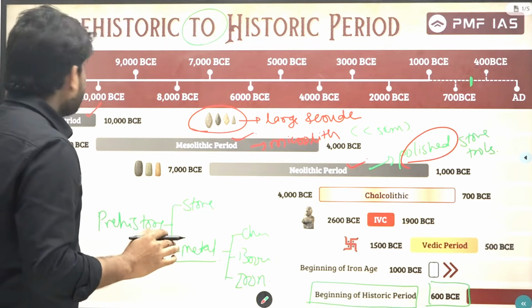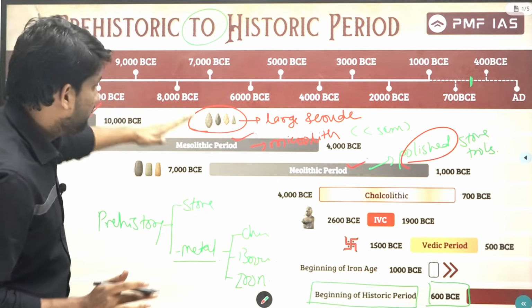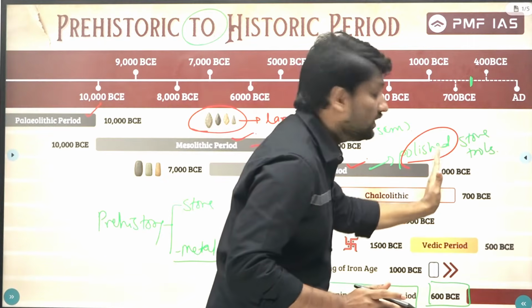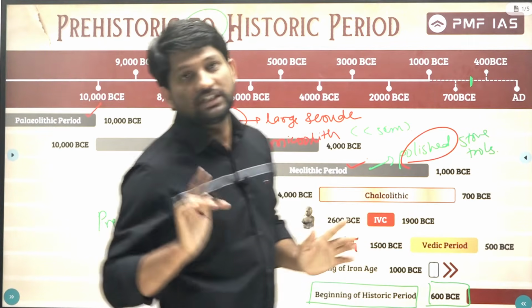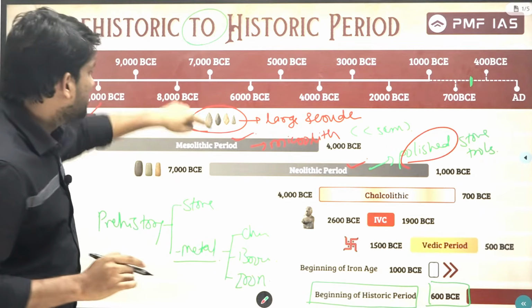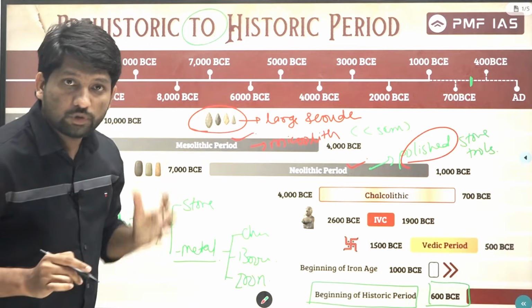You may consider that once the Paleolithic ends, Mesolithic starts. Once the Mesolithic ends, Neolithic starts. Once the Neolithic ends, Chalcolithic starts. No, this is not like that. There is an overlapping. Why is there overlapping? Because it basically depends on what type of stone tools they were using.